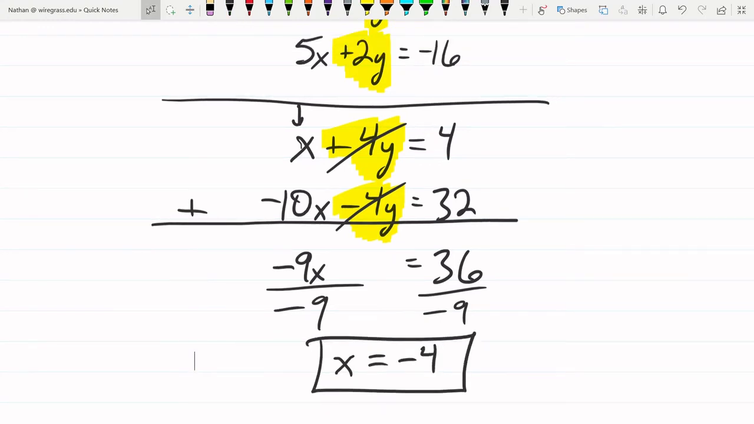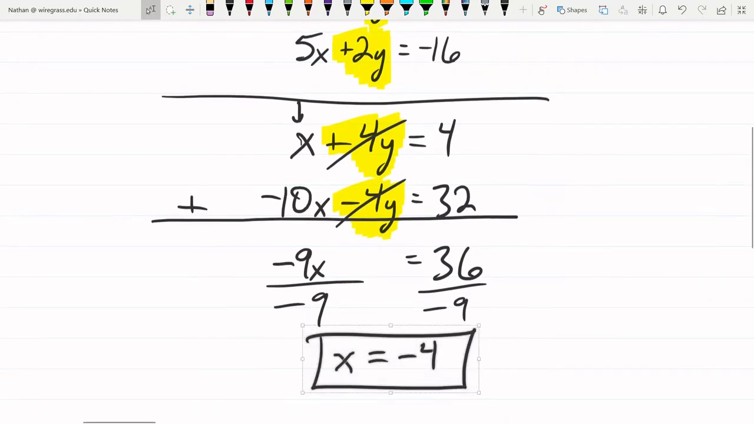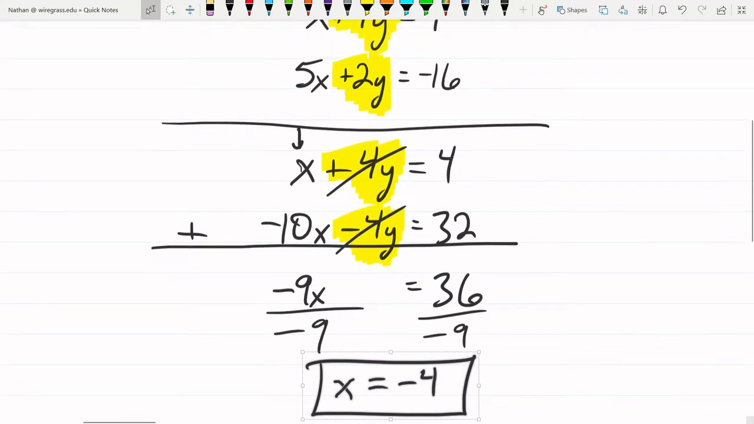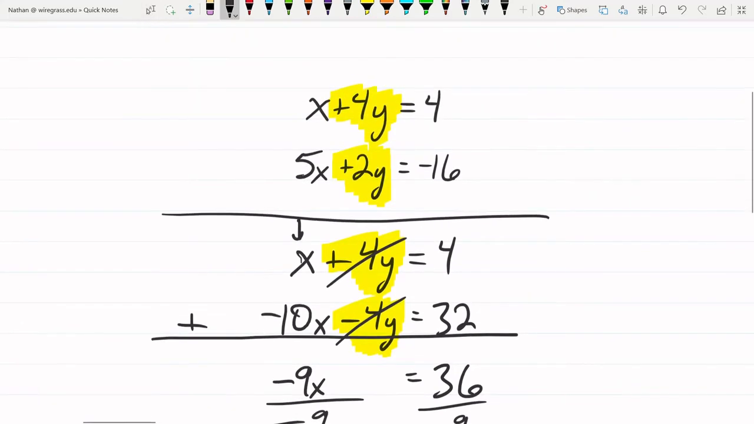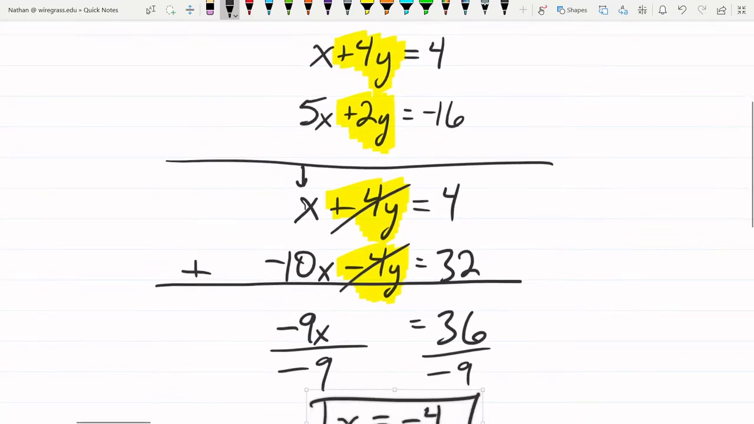Now that I have my x variable, I need to figure out what my y variable is because we're looking for an ordered pair here. And to do that, I'm going to take the x value that we just found and plug it into one of the original equations. Whichever one you want, the top one or the bottom one, I'm going to choose the top one, x plus 4y equals 4, because the numbers look smaller to me.